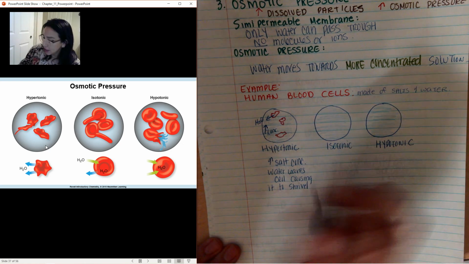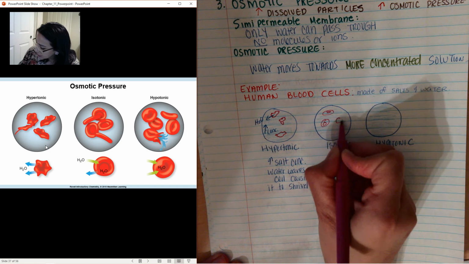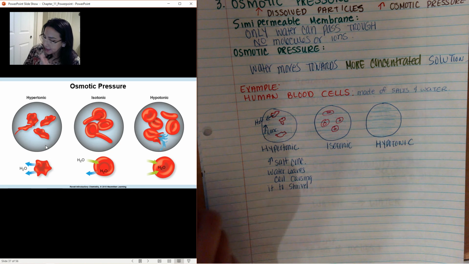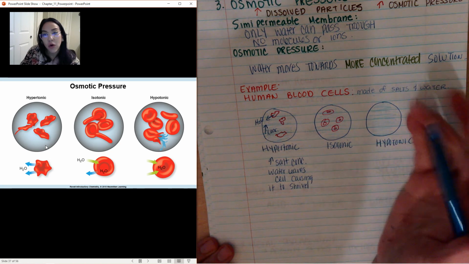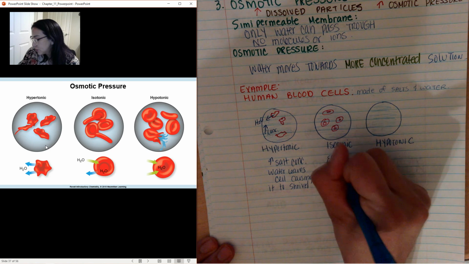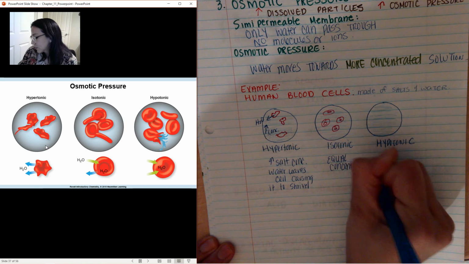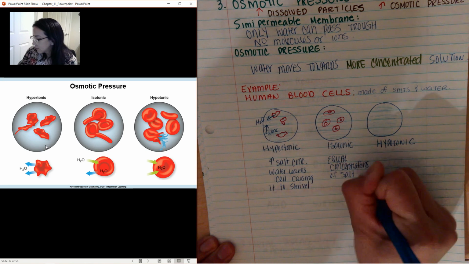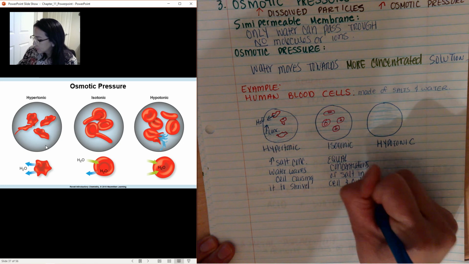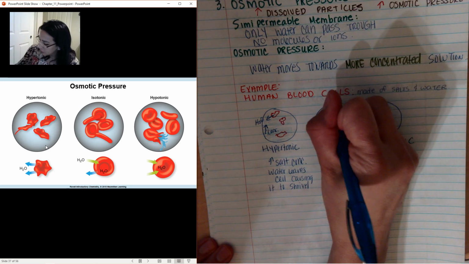Now let's look at isotonic. In an isotonic solution, you'll notice that the cells look very nice. They're living happy in their forms, no issues whatsoever. And that's because in this one, water goes in and out equally. So we have equal, or about equal, concentrations of salt in the cell and out of the cell. Okay, so they're about equal concentrations here.